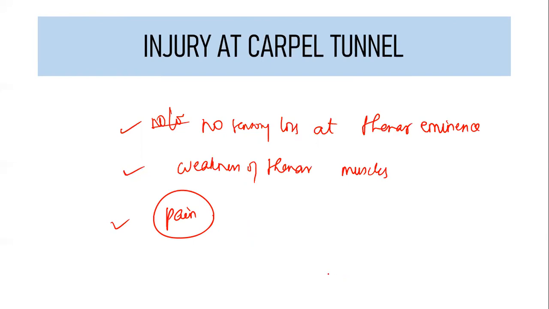So how to identify this injury at the level of carpal tunnel? Now, what are the causes of injury at carpal tunnel? Why should the nerve be injured? There are lots of pathological things, for example, synovitis, inflammation of the tendons there, or any fracture of the wrist bones, etc. All those are some of the causes, right?